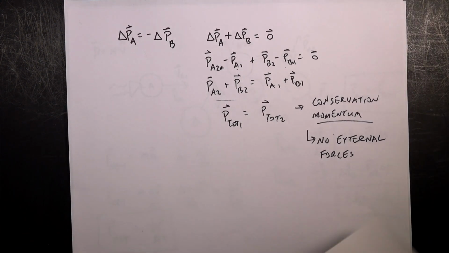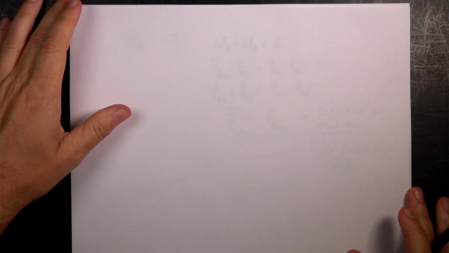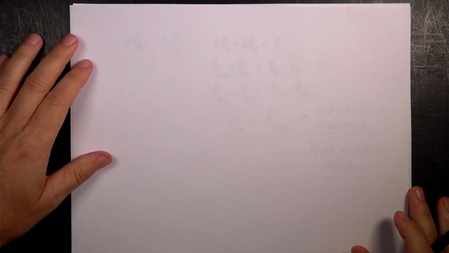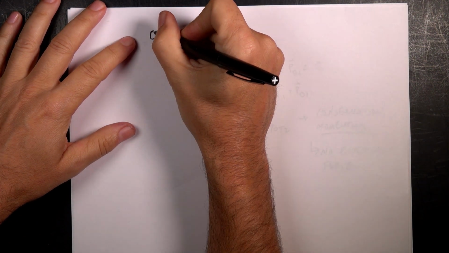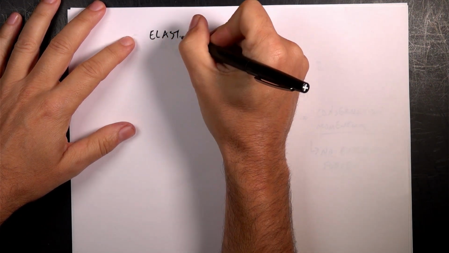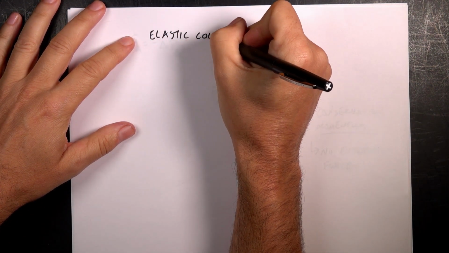Okay, now let's look at a special case. We're going to start in one dimension. I told you that we were going to do this. This is an elastic collision. A lot of people start with inelastic collisions, and I respect that, because the inelastic collision is a lot easier. But in terms of Python, that's not true. So let's look at an elastic collision in one dimension.